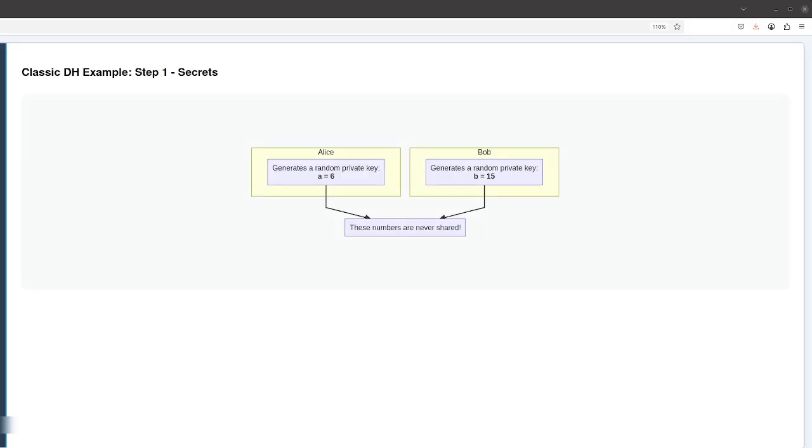Classic DH example. Step 1. Secrets. Following our recipe, the first step is for Alice and Bob to invent their own secret numbers. These must be kept private and never transmitted. Alice chooses her private key, a equals 6. Bob chooses his private key, b equals 15. Their goal is to use these numbers to establish a shared secret without ever revealing the numbers 6 or 15.